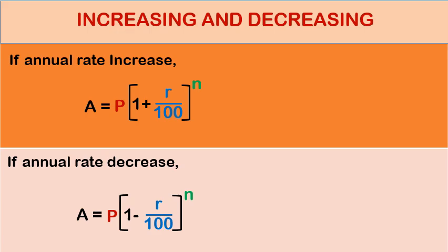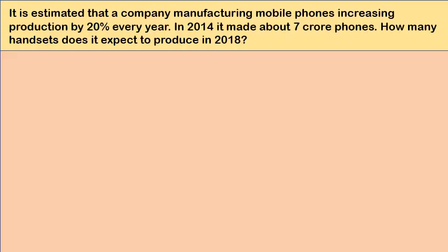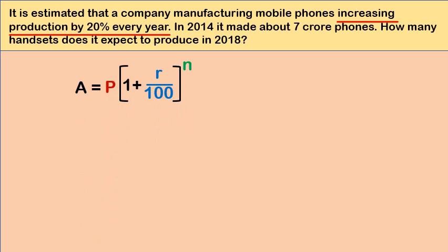Now let us see a related problem. See this question. It is estimated that a company manufacturing mobile phones increases production by 20% every year. In 2014, it made about 7 crore phones. How many handsets does it expect to produce in 2018? See children, in this question, annual rate of production increased by 20%. So, let us use the formula A equal to P into 1 plus R by 100 all raised to N. Here, P is the number of production of mobile phones in 2014. That is P equal to 7 crore.